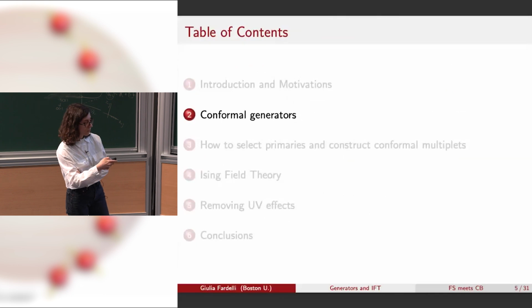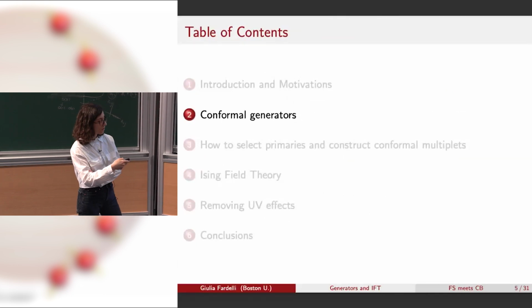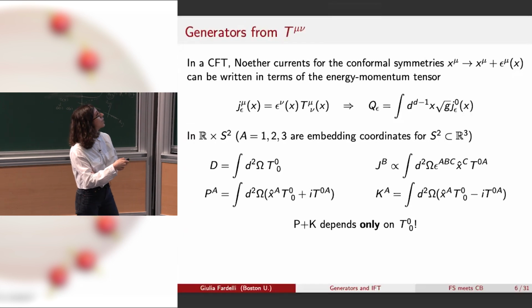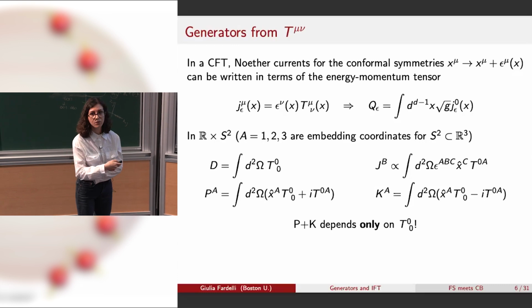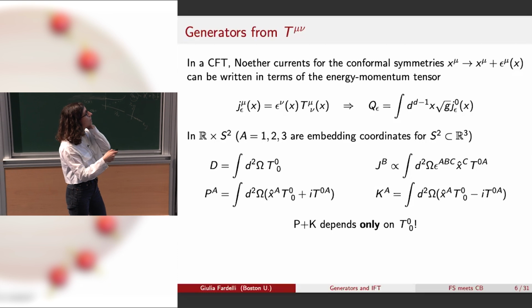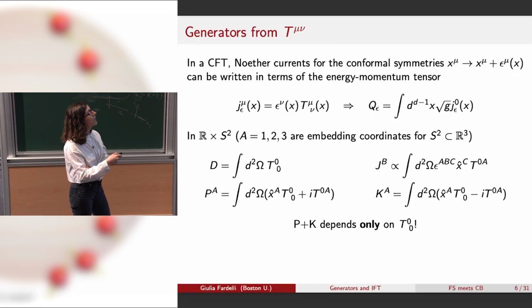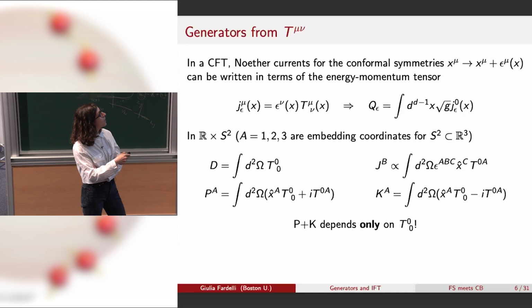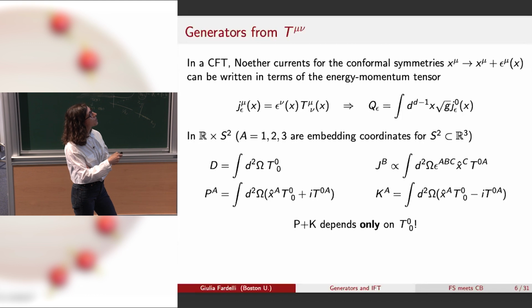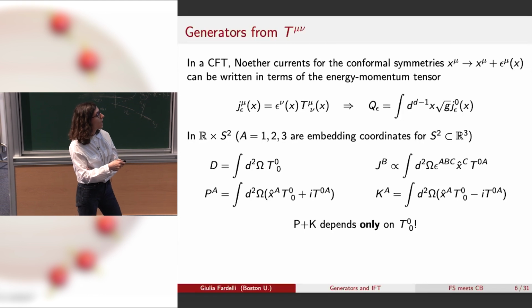So let me start from how we define these conformal generators. In a true CFT, we know that the Noether currents associated to conformal symmetries can be written in terms of the stress tensor. So this is the current written as a function of T_mu nu, and the corresponding conserved charges are just the integral of the time component of these currents. We will put the theory on R times S2, and I will use embedding space coordinates for this S2. So I have this capital A index from 1 to 3, or sometimes I will call them z plus or minus. And these are just coordinates when you embed S2 in R3.